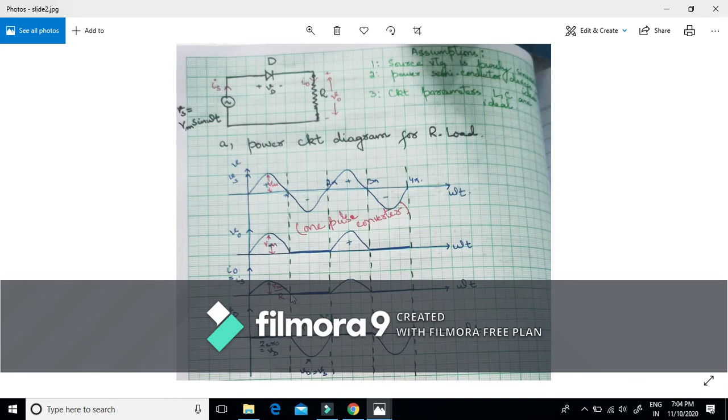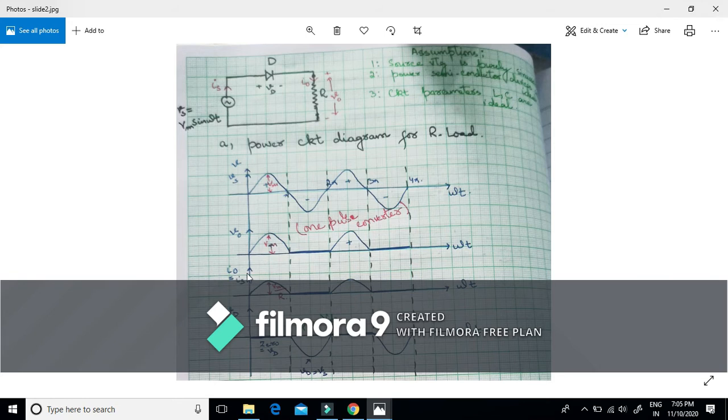Since the driving force is the source voltage, the current in this circuit is because of this driving force. If the source voltage is present in the circuit, there will be some current. The only difference here is that the peak is slightly lesser: if this is Vm, this will be Vm upon R in case of I naught. Since this is a series circuit, the source current will be equal to I naught. That's why I am showing here I naught is equal to I. That means this is also the wave shape of the source current.